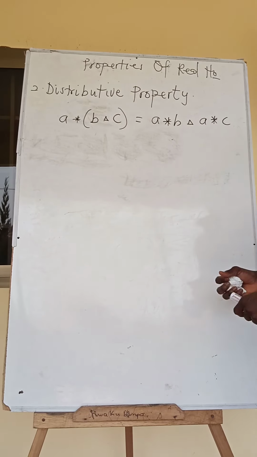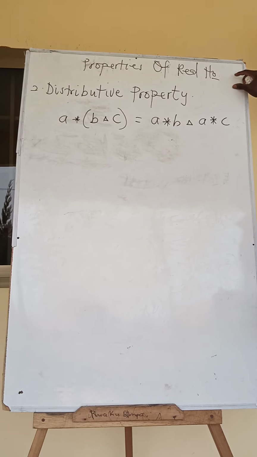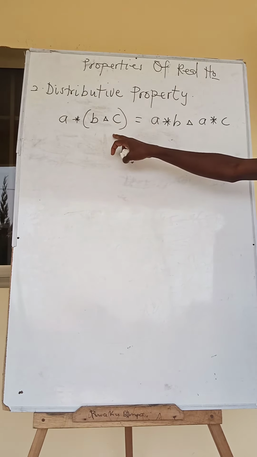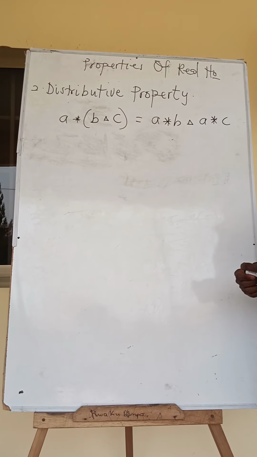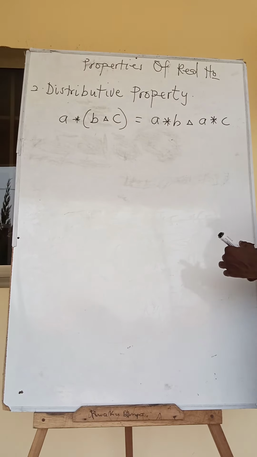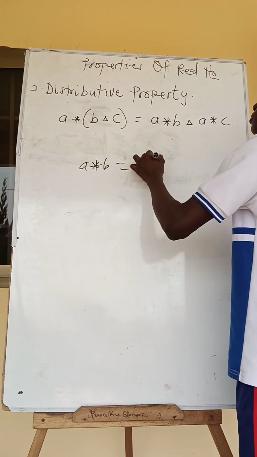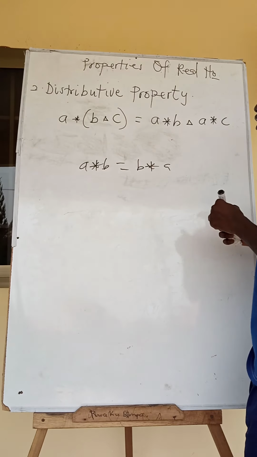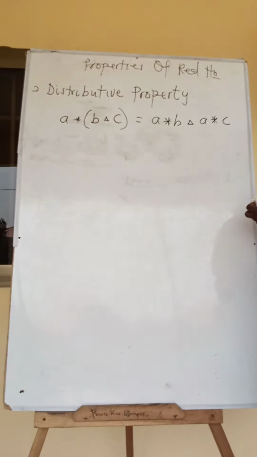Alright, we are going to continue our lesson on properties of real numbers. Today we are going to talk about the distributive property. In our previous video, we talked about commutativity. I told you that for commutative, A star B should be equal to what? B star A. And today we are going to talk about another thing called the distributive property.